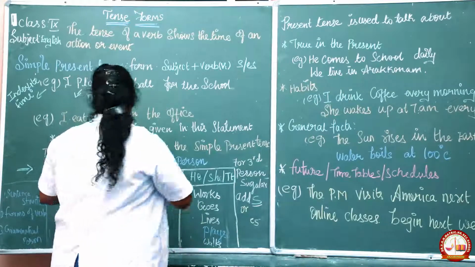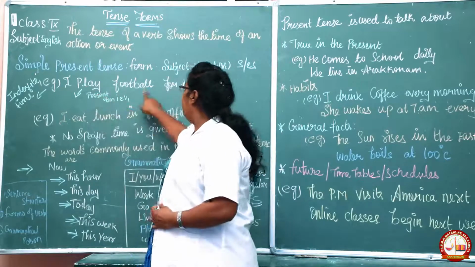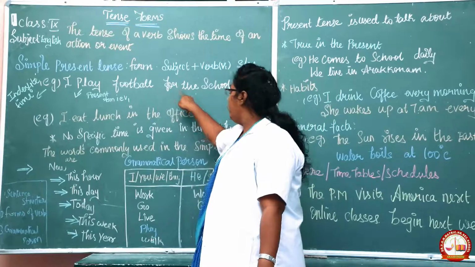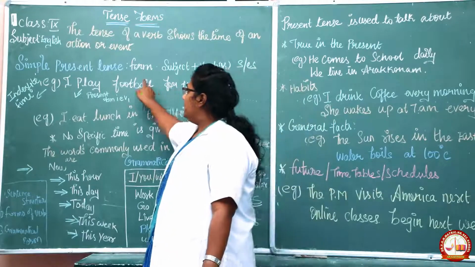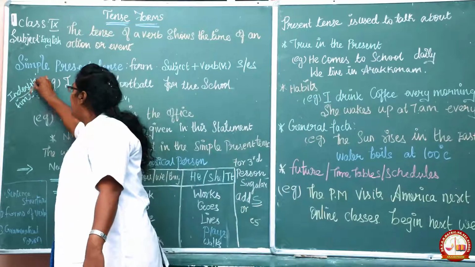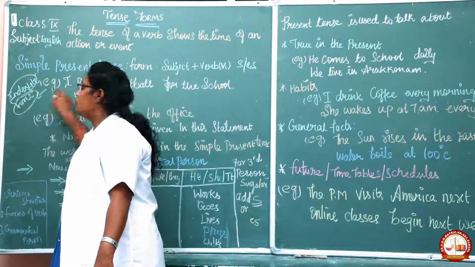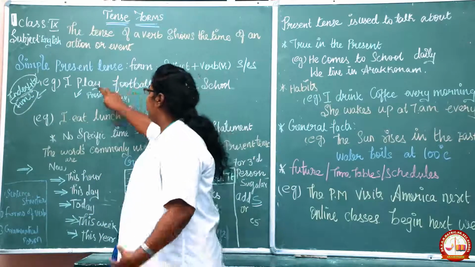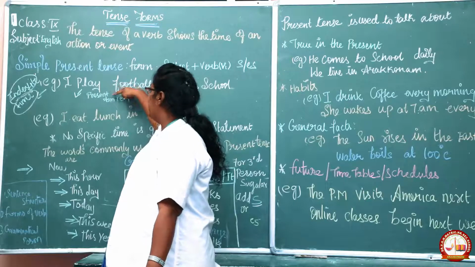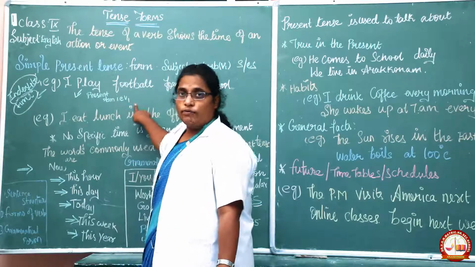Here I have given one example for you. The first example is, I play football for the school. Here the time is indefinite, so it is an indefinite time. The time is not mentioned here. If you see here, I is the subject and play is the present form, that is the V1 verb.